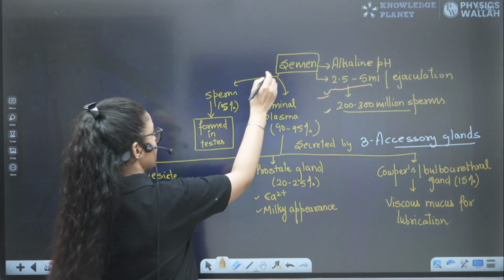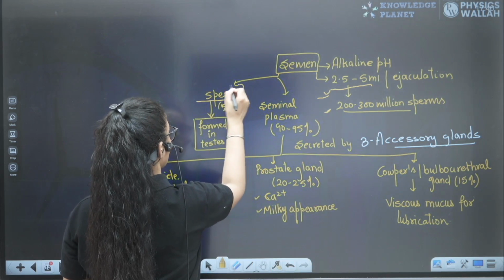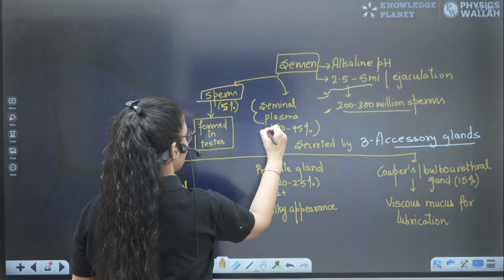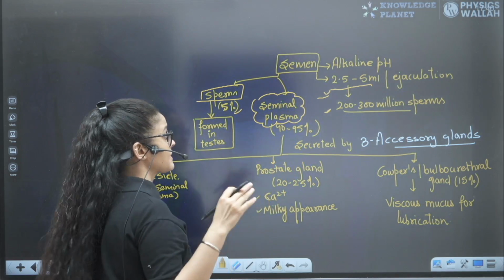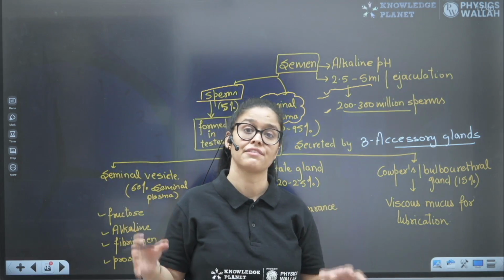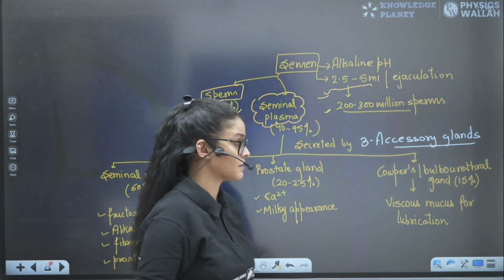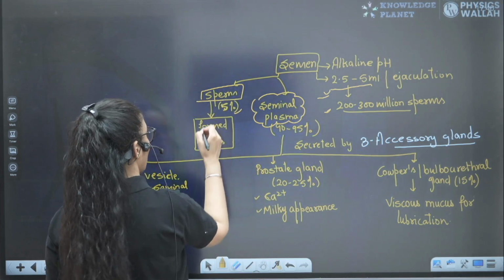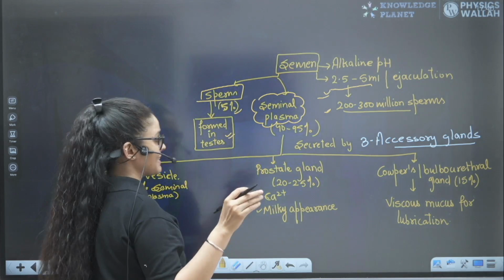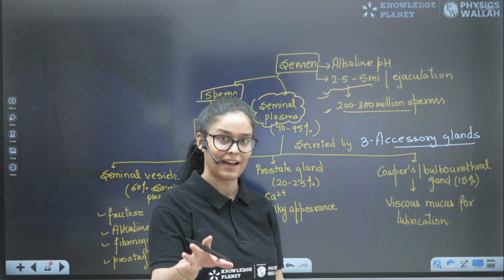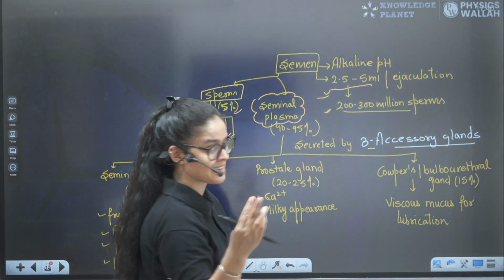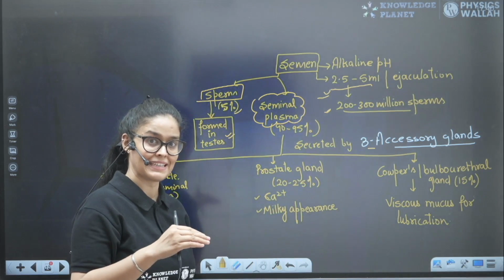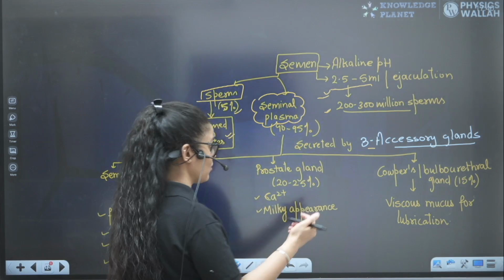Semen actually has two components. One is sperm, the other is the seminal plasma. Sperm make up 5% of semen, whereas the seminal plasma makes up 90 to 95% of the semen. Sperm are produced in the testes, in the seminiferous tubule, as we have seen. Whereas seminal plasma is secreted by all three accessory glands that we have seen in the diagram, and we will see them in detail also.